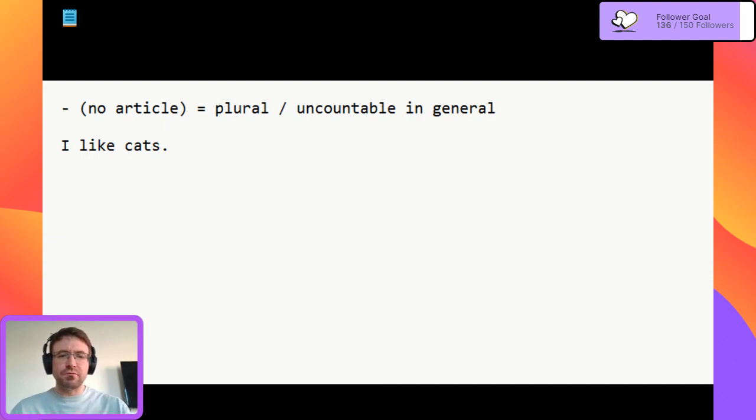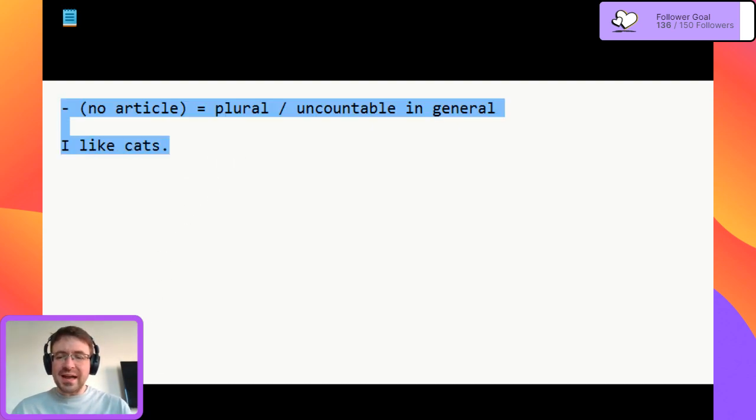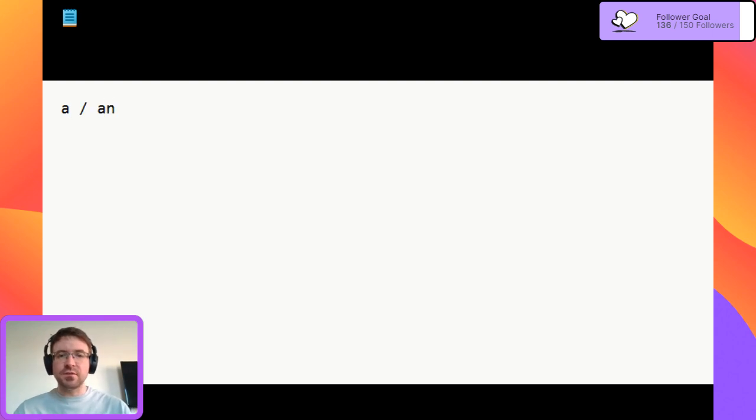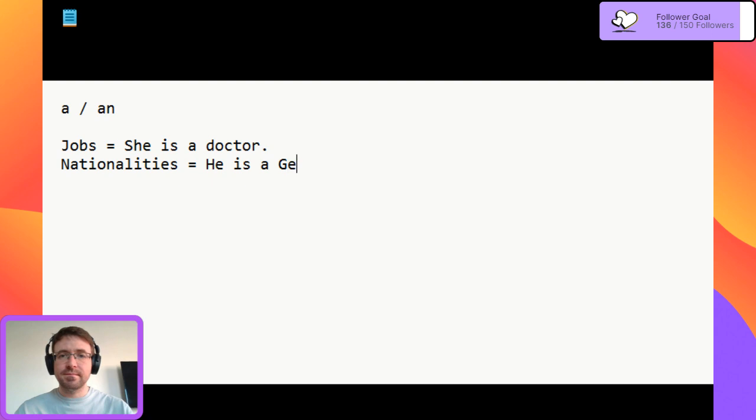So they are the general rules, but there are a couple of extra typical uses of articles. So if we go back to a and an, there are a couple of extra things that we often use this for. First of all, jobs. As I'm sure you know, with most jobs we use a or an. So for example, we could say, she is a doctor. We often use it with nationalities, which is very typical. We can say he is a German. And it's also commonly used with religious beliefs. For example, we can say she is a Muslim.